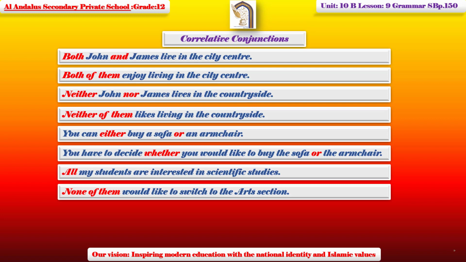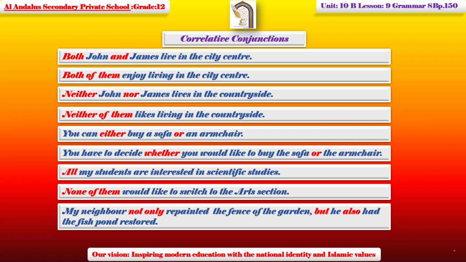And finally, we have got not only... but also.... And here is the example. My neighbor not only repainted the fence of the garden, but he also had the fish pond restored. Dear students, I hope the previous examples are sufficient to help you understand the new rules. Now, let's move to the following analytical exercise.